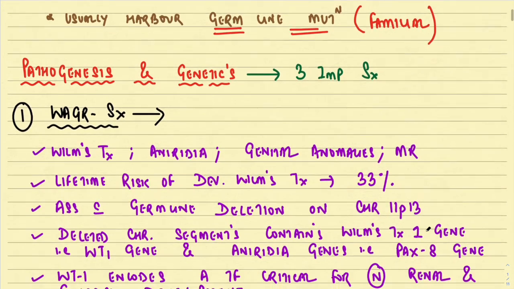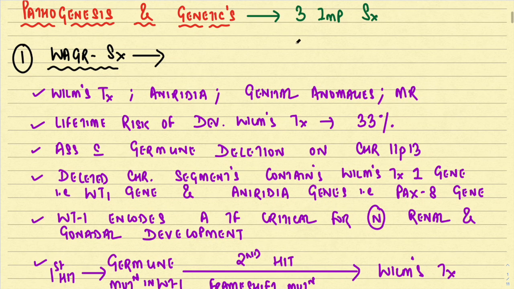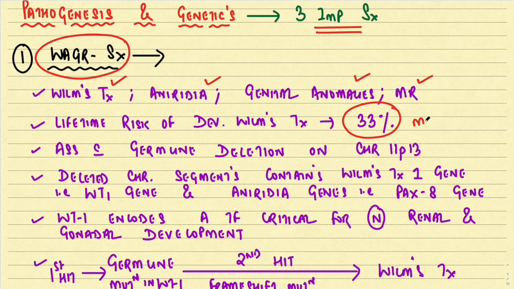Coming to the pathogenesis and the genetics of Wilms tumor. It is associated with 3 important syndromes. The number 1 syndrome is called WAGR syndrome. WAGR stands for Wilms tumor, aniridia, genital anomalies, and mental retardation. The lifetime risk of development of Wilms tumor in patients with WAGR syndrome is approximately 33%. It is associated with germline deletions on chromosome 11p13.